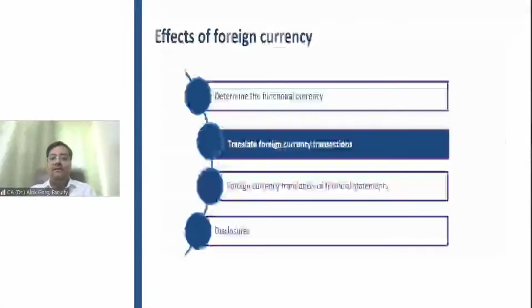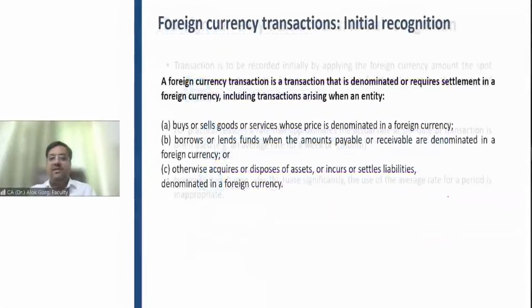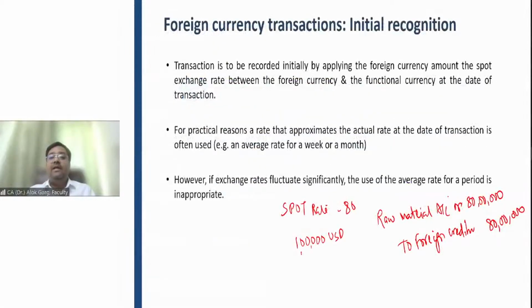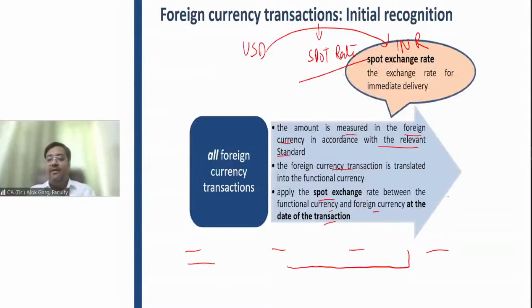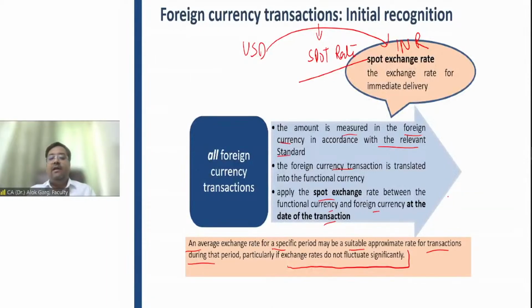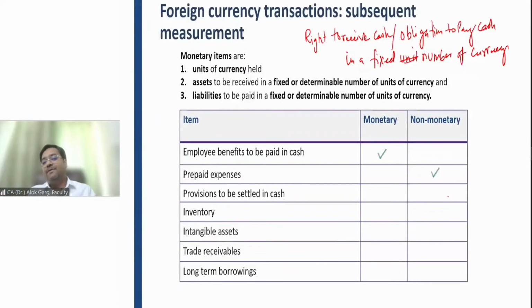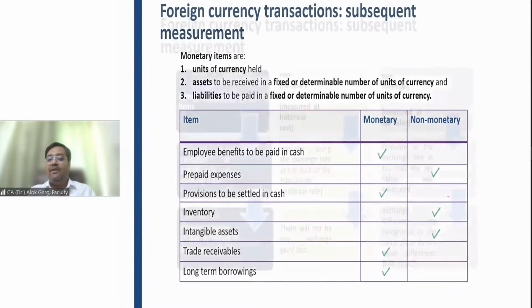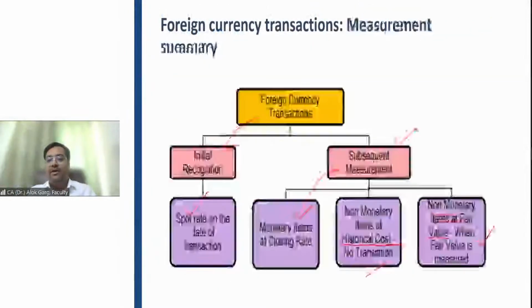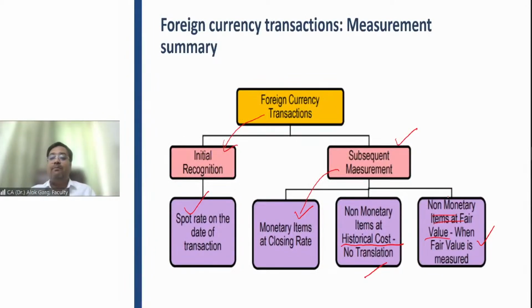Then we discussed foreign currency transactions, and that a foreign currency transaction has to be initially recognized at the spot rate, which is the rate on the date of transaction. If there is a high frequency of transactions, you can use the average rate as well, right? Then for subsequent measurement, you need to look at whether it is a monetary item or a non-monetary item. If it is a monetary item, it has to be subsequently restated at the closing rate. The difference has to go to the P&L.